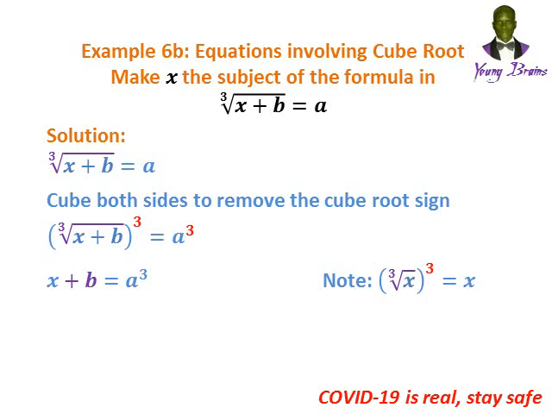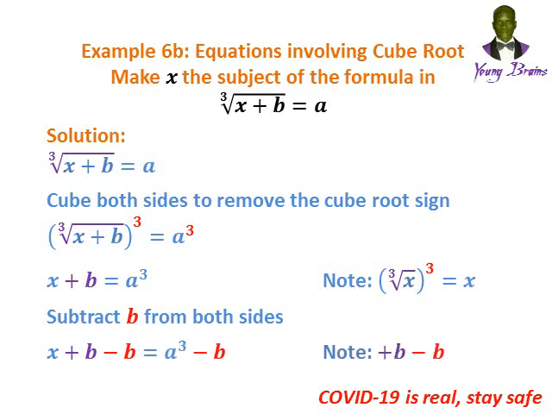Then we need to remove b from the left hand side. We subtract b from both sides. x plus b minus b equals a cubed minus b. Noting that b minus b equals 0. Therefore, x equals a raised to power 3 minus b.